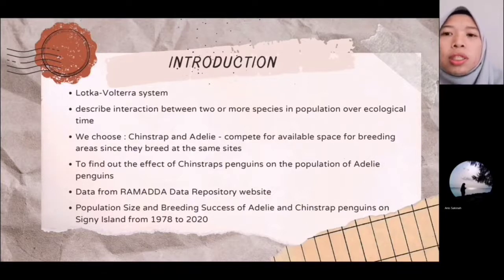Alejandro et al. in their article state that these two species compete for available space for breeding areas since they breed at same sites. We modeled a Lotka-Volterra system to find out the effect of Chinstrap penguins on the population of Adelie penguins. The data that we used are the population size and breeding success of Adelie and Chinstrap penguins on Signy Island from 1978 to 2020 that can be found at Ramadan Data Repository website.